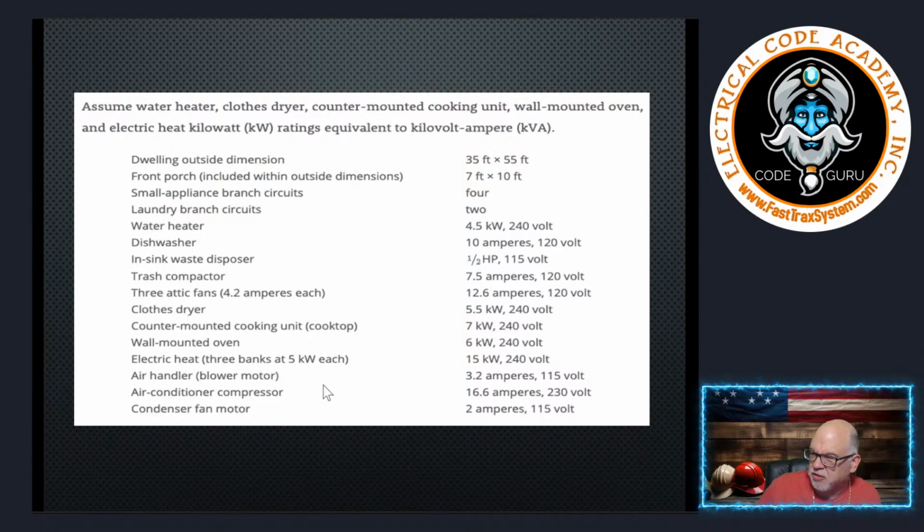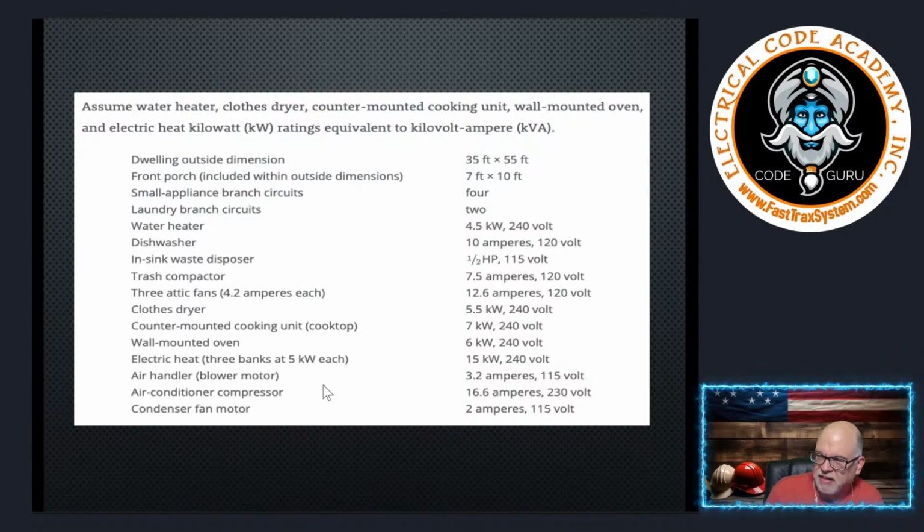Let's see here. The next is electric heat. 3 banks at 5 kW each. So we're just taking the summation of them, and so that is 5, 10, 15. So that's 15 kW, 240 volts. And to remind you, that is not going to have any neutral contribution because that is electric heat. So we'll look at that when we do the neutral.